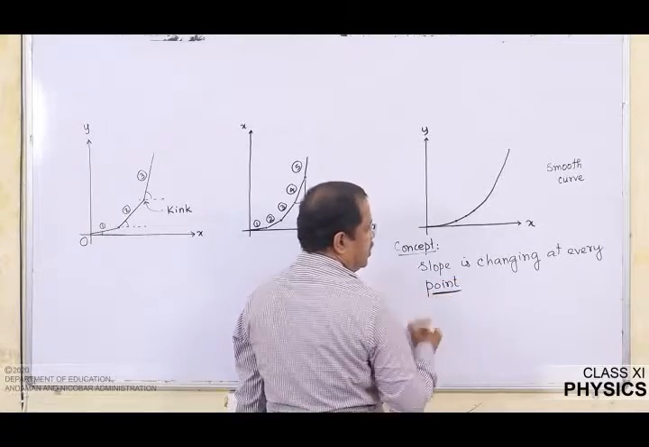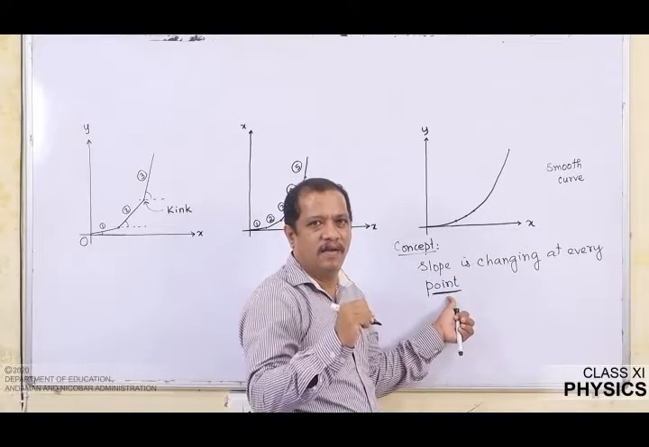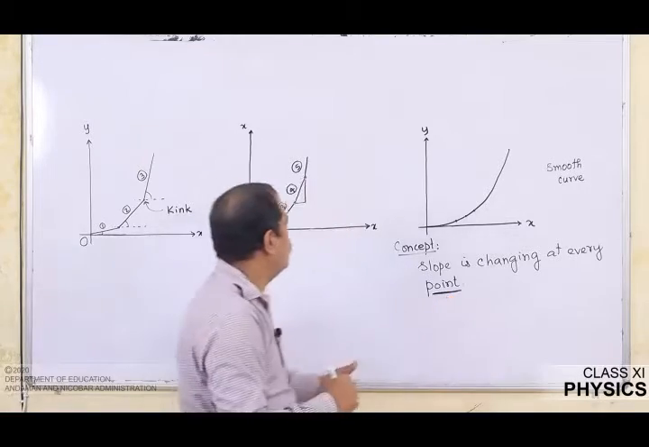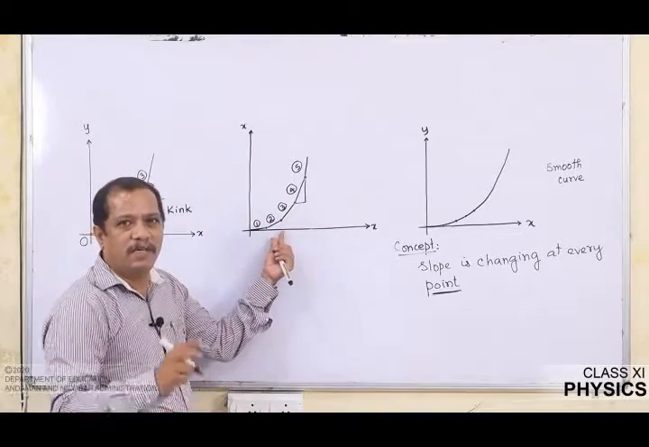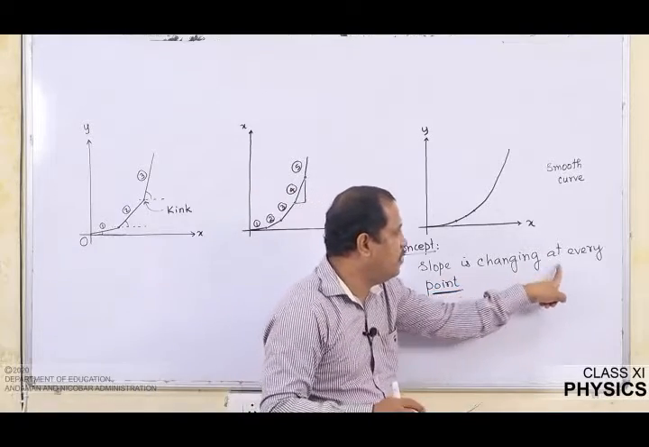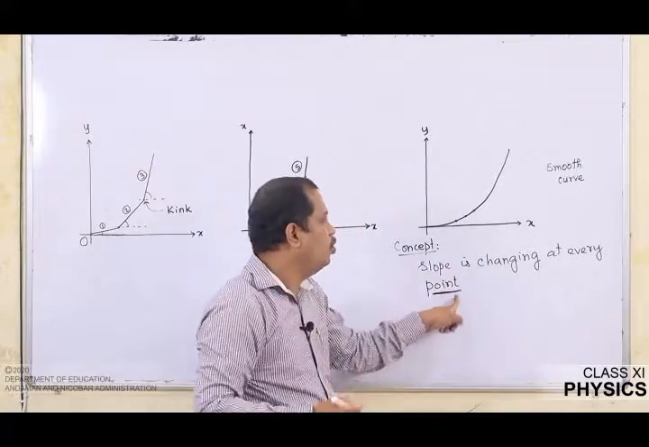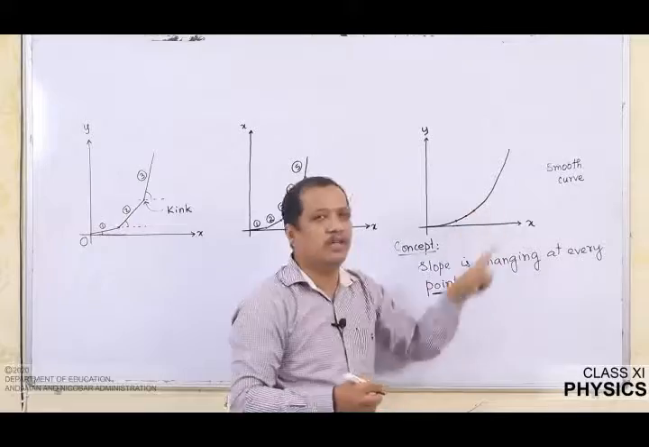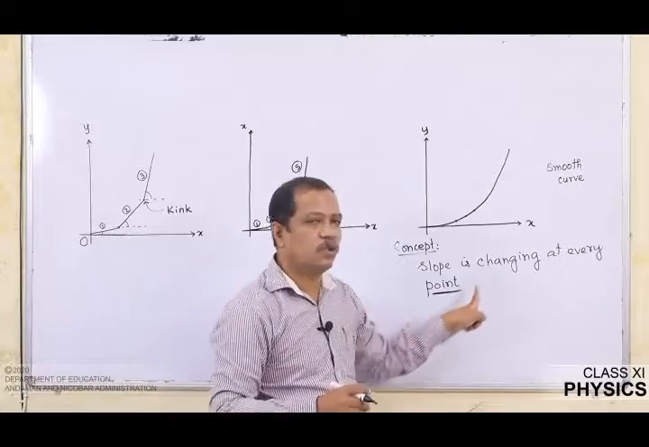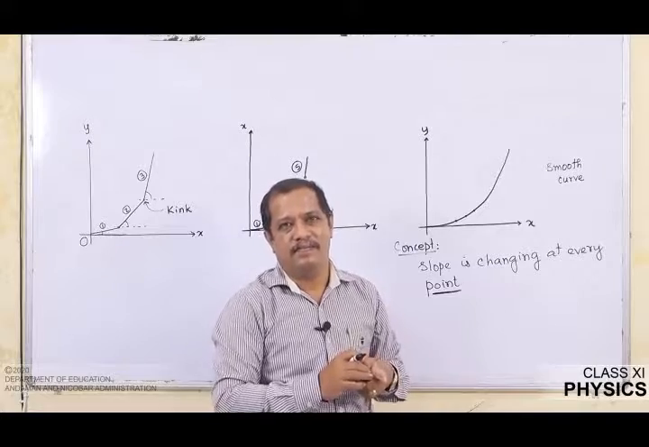Now there is a contradictory statement. At every point, point means one point. How can we calculate the slope at one point? It is not possible, because previously we calculated the slope by considering 2 points. Here I say that the slope is changing at every point. That means at this point the slope is different, at this point the slope is different. No 2 consecutive points on a smooth curve will have the same slope. Then the question comes, how can we calculate the slope? This is the problem for which we are trying to build the fundamentals.